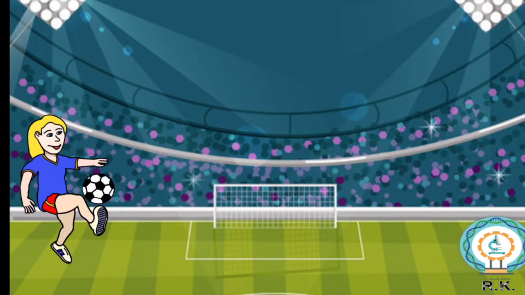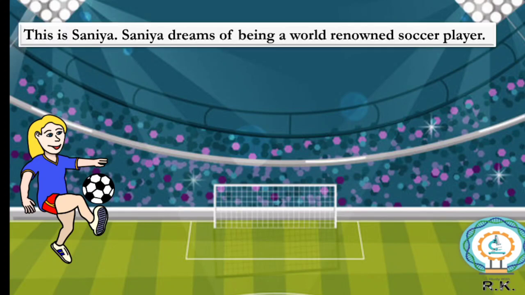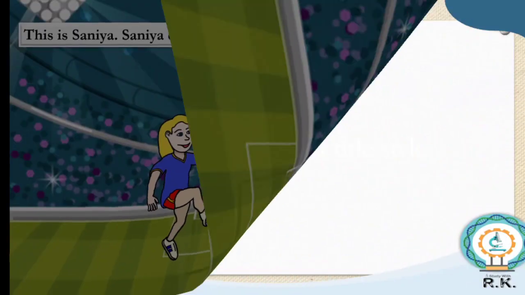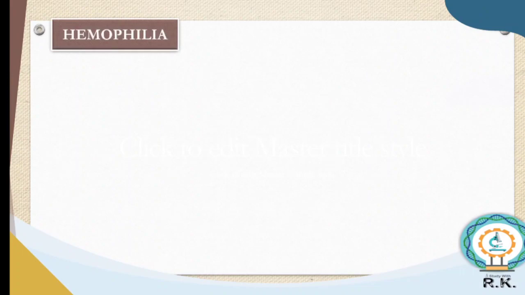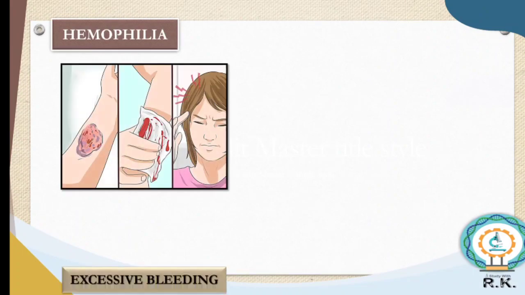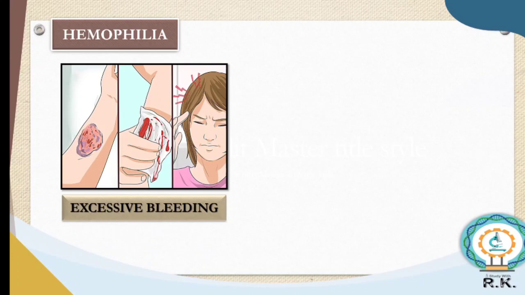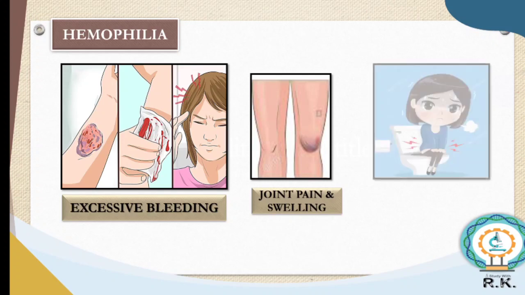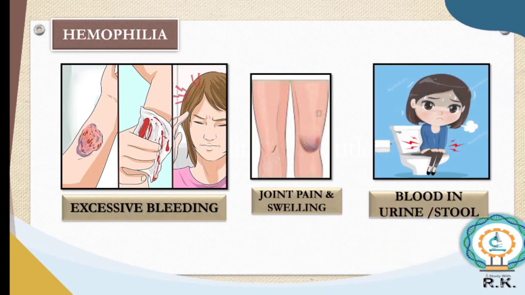This is Sanya. Sanya dreams of being a world renowned soccer player. She wants to play in the biggest leagues and in the biggest games, but there is a major issue stopping her from attaining this goal, and that's a rare and severe case of hemophilia. She bleeds a lot from everywhere. Her skin is very sensitive, and so she gets wounds often. She experiences pain and swelling in her joints, mostly in her knees, elbows, and ankles. And when she goes to the bathroom, there is more blood to lose.